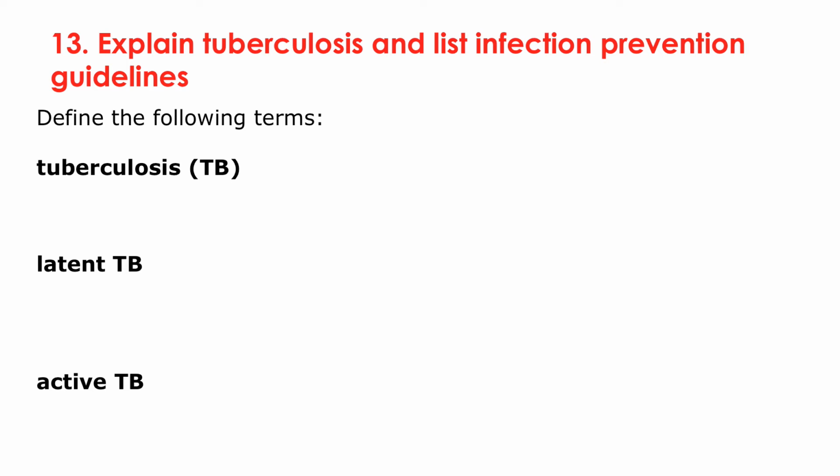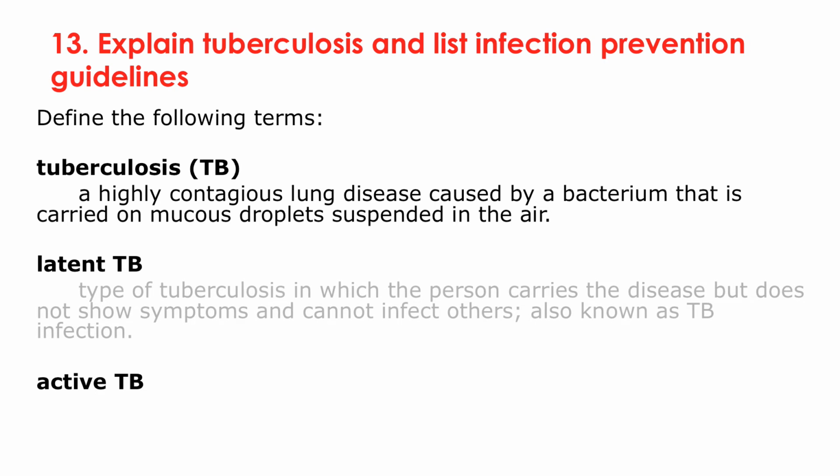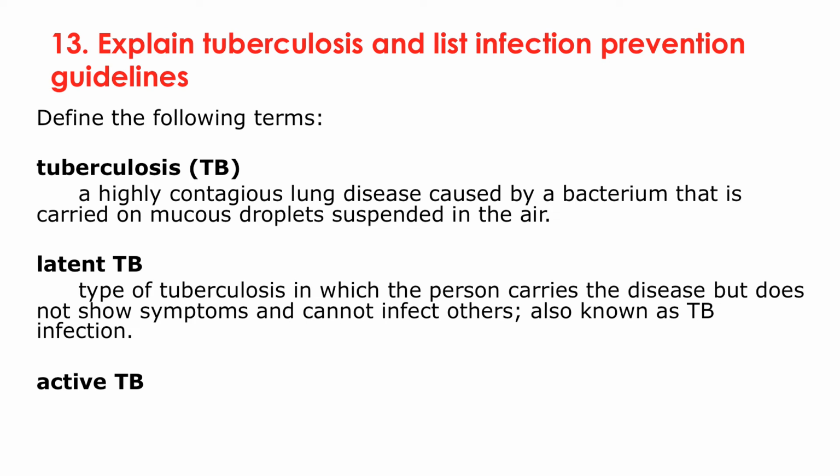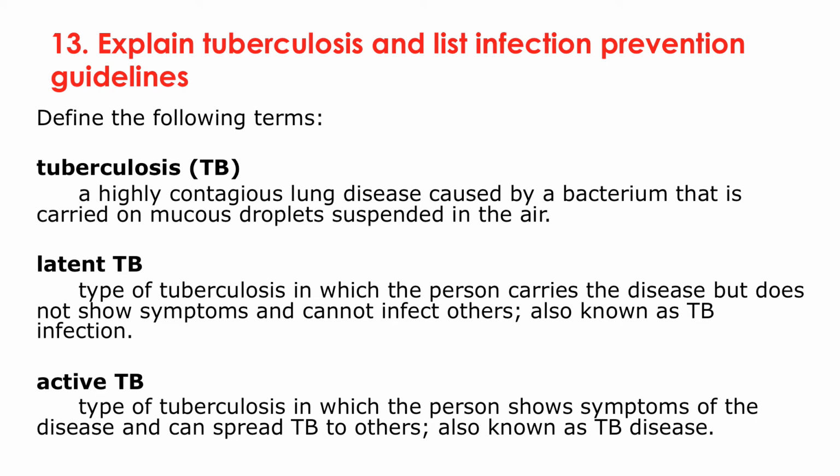So, TB is a highly contagious lung disease caused by a bacterium that is carried on mucus droplets suspended in the air. Latent TB is a type of tuberculosis in which the person carries the disease but does not show any symptoms and cannot infect others. Active TB is a type of TB in which the person shows symptoms of the disease and can spread TB to others, also known as TB disease.